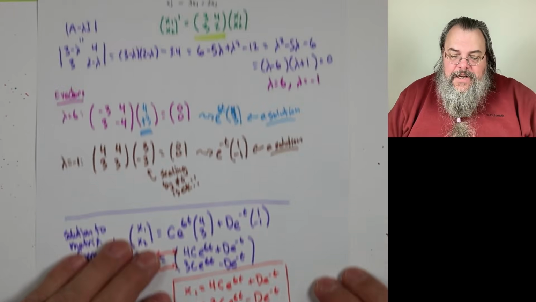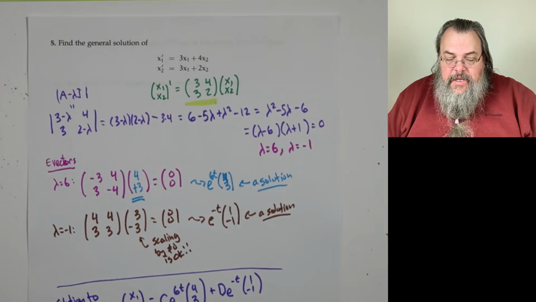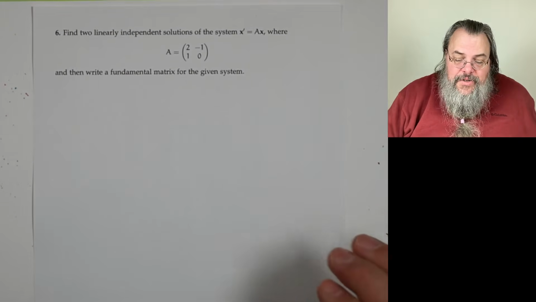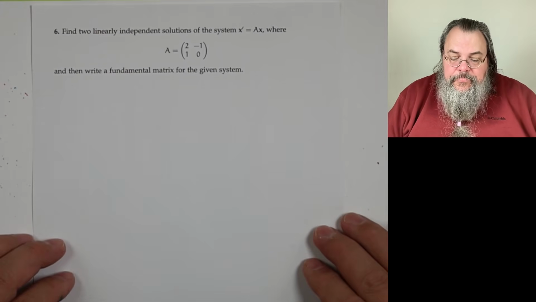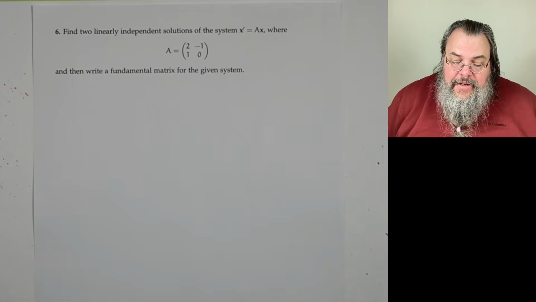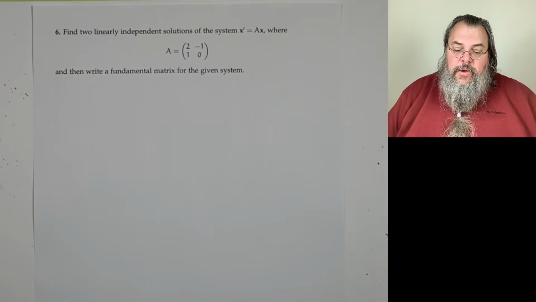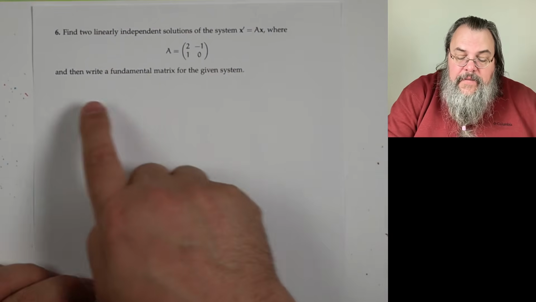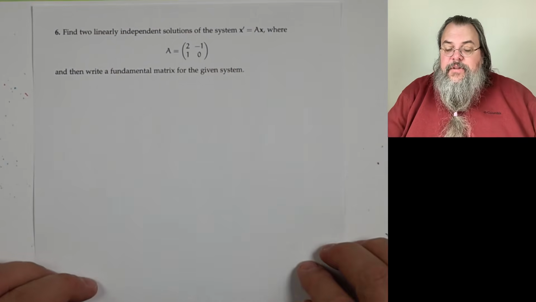All right, that's number 5, which means we're near the end. And our last one is number 6. Find 2 linearly independent solutions of the system x prime equals Ax, where A equals 2, minus 1, 1, 0, okay? And then write a fundamental matrix for the given system.